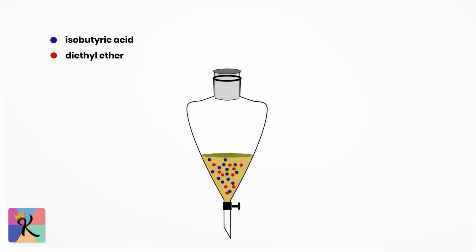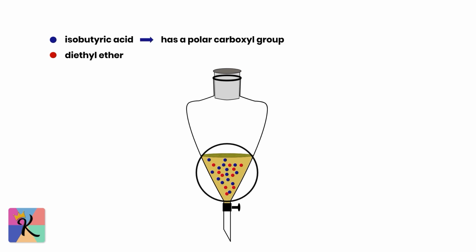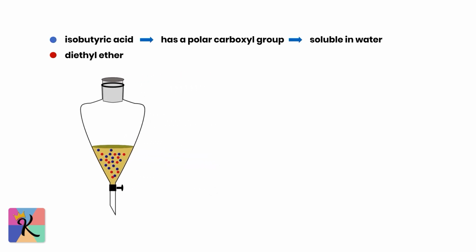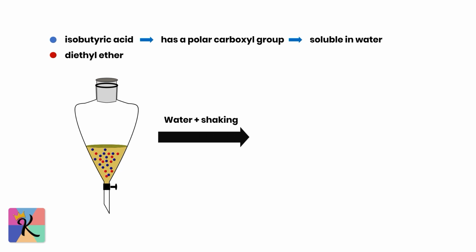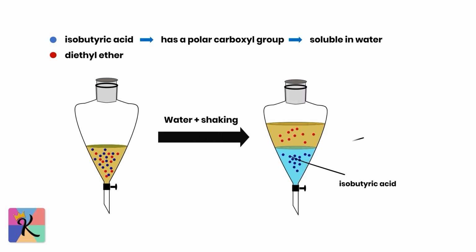Let's consider an example. Imagine we have a solution containing isobutyric acid dissolved in diethyl ether. Since isobutyric acid has a polar carboxyl group, it is more soluble in water, a polar solvent, than in diethyl ether, a nonpolar solvent. By adding water to the mixture and shaking it, the isobutyric acid will move into the water layer, also known as the aqueous phase.